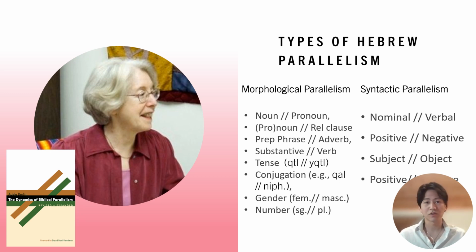Adele Berlin, amongst other scholars, have really built upon and studied this phenomenon. She identifies that maybe within a line or even between lines, there is a contrast between nouns versus pronouns, maybe a noun clause versus a relative clause, prepositional phrase versus adverb, substantive or nominal forms versus verbs. Maybe there's a contrast in tense between a qatal and yiqtol form. The conjugation, maybe a qal is used in the first line versus a niphal in the second line. Gender, feminine versus masculine. In numbers, maybe a line begins with singular references, but then the second line broadens out to the plural. Of course, there's the syntactic parallelism where there's a nominal clause versus a verbal clause, a positive statement that's made, then a negative statement, subject versus object.